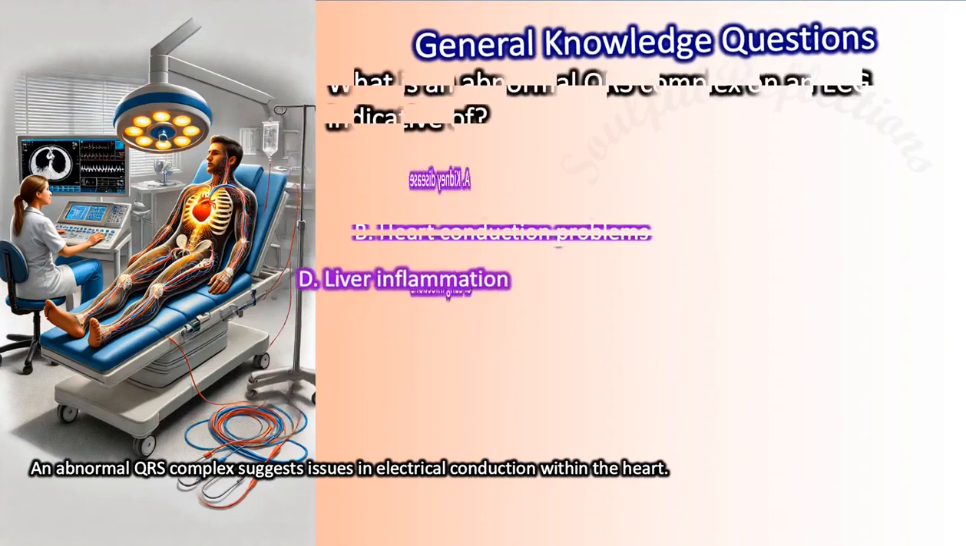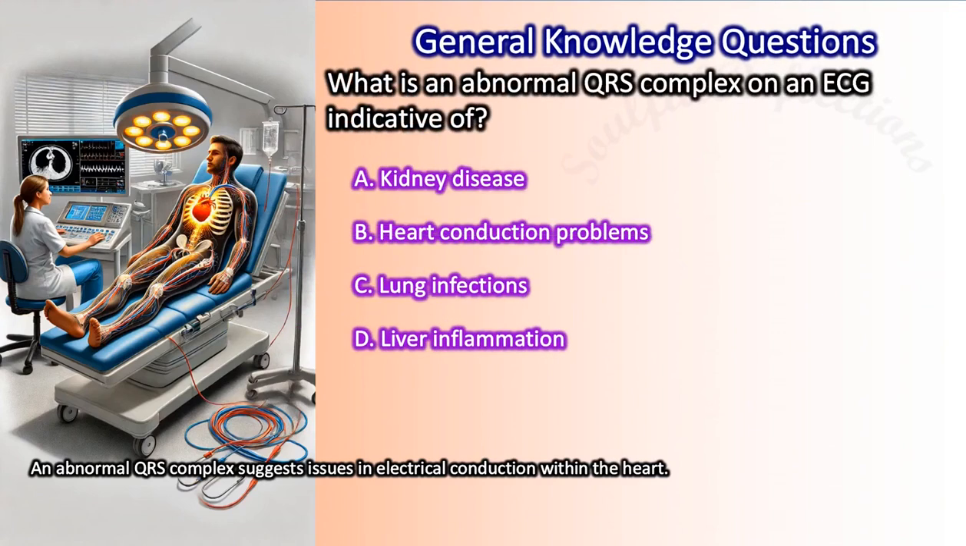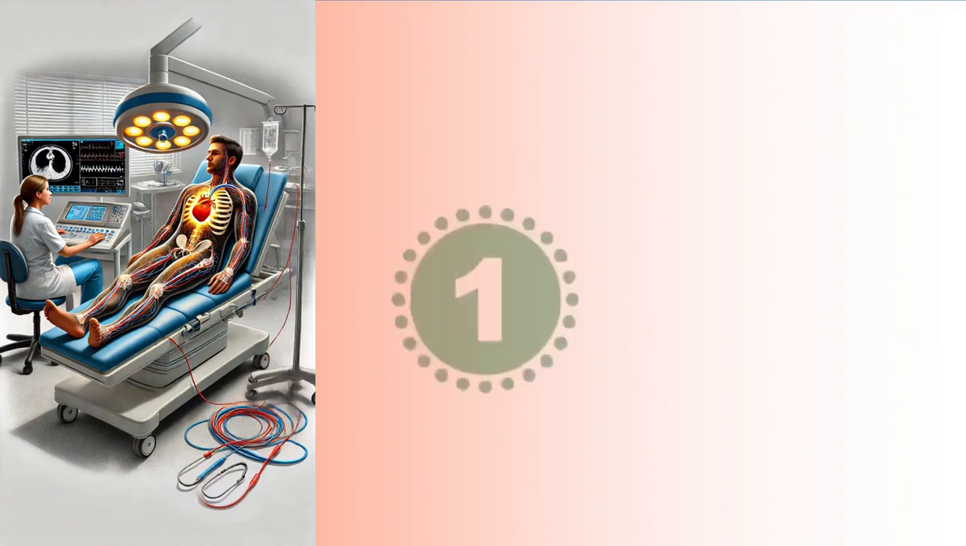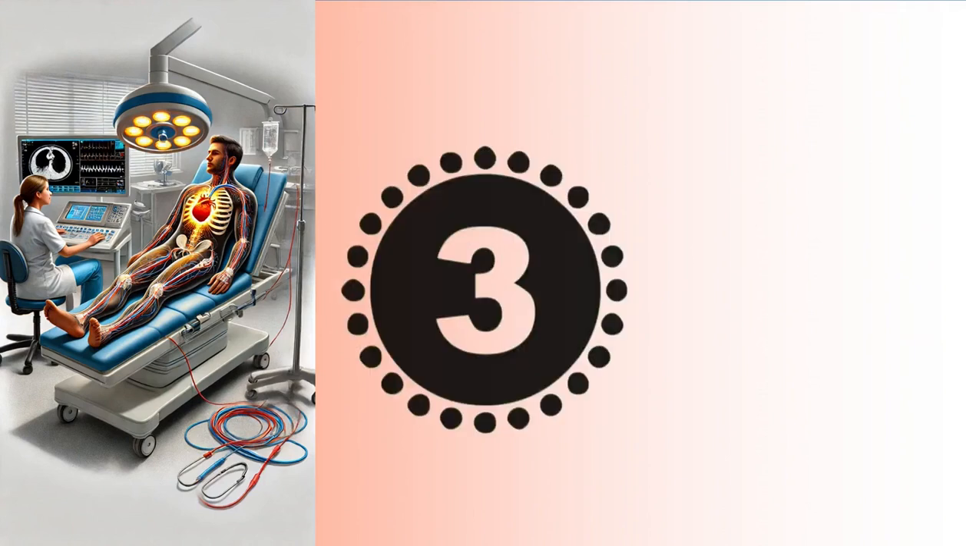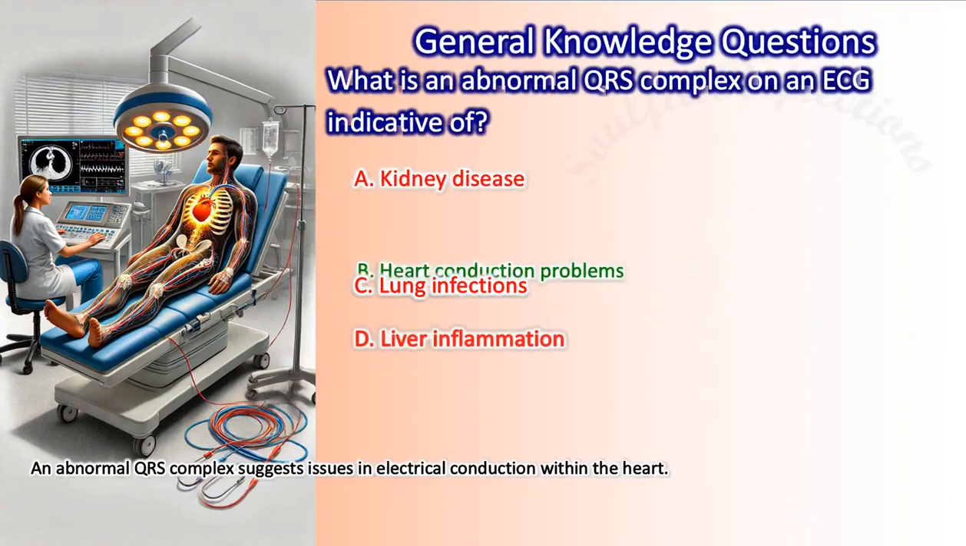What is an abnormal QRS complex on an ECG indicative of? Option 1, kidney disease. Option 2, heart conduction problems. Option 3, lung infections. Option 4, liver inflammation. The answer is, option 2, heart conduction problems.